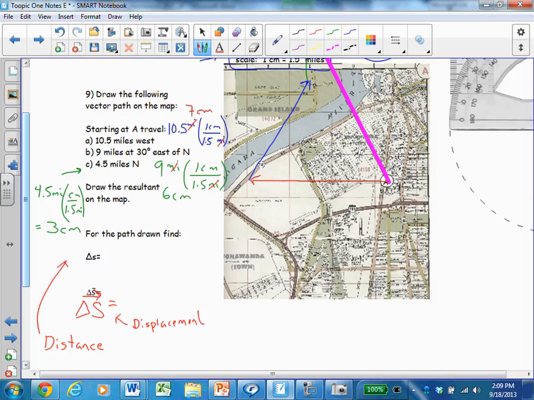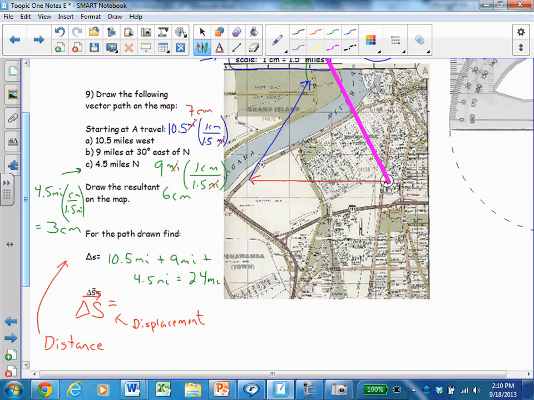Displacement is a vector, distance is a scalar. Scalars just have a magnitude to them. So what is the magnitude? How much is our distance that we traveled? You just add up the amounts. How much did we travel? Well, we traveled 10.5 miles plus 9 miles plus 4.5 miles. That equals 24 miles.